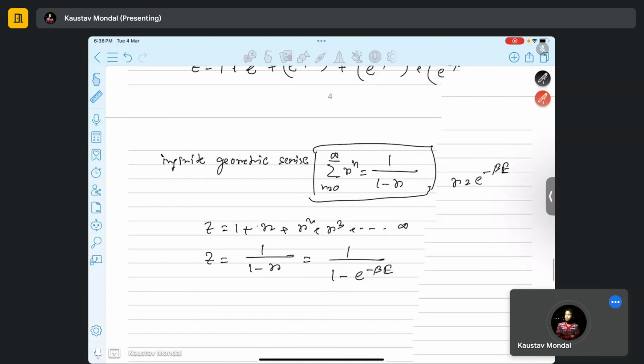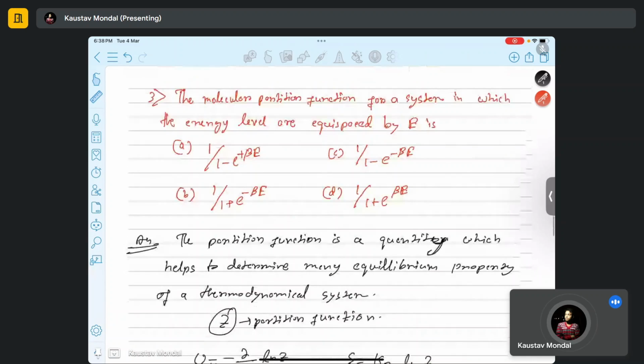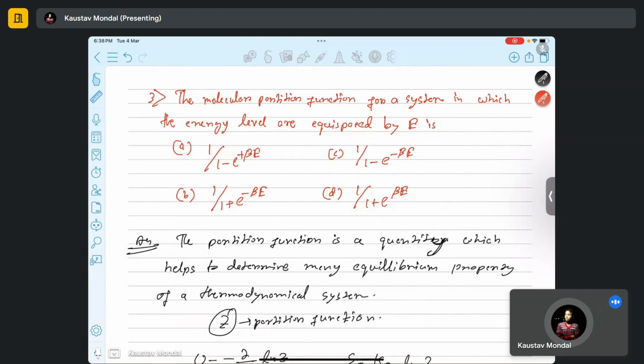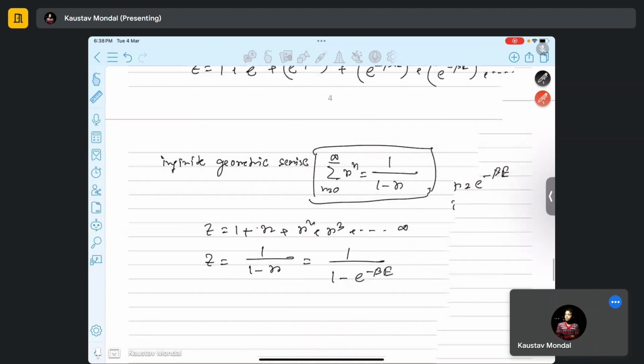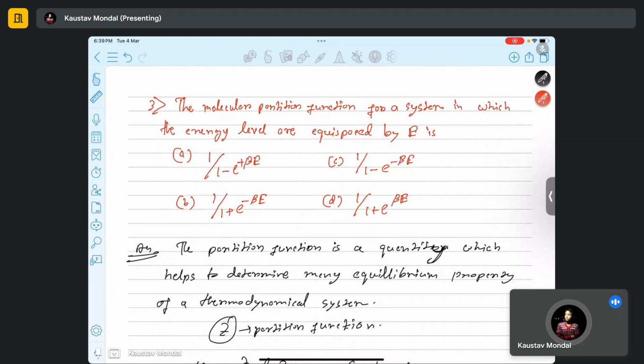So the correct answer will be option number C, right? Yes, option number C will be the correct answer. Okay.